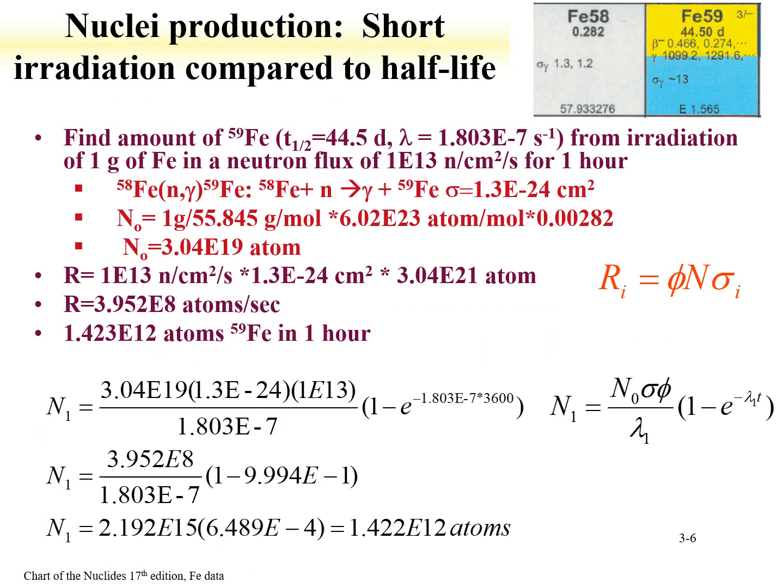Let's compare these two equations in two different scenarios. One where the irradiation time is short compared to the half-life, and one where the irradiation time is long compared to the half-life. So for our first example, let's use a reaction to make iron 59, this isotope, 44.5 day half-life, from iron 58. We'll add a neutron to the iron 58.